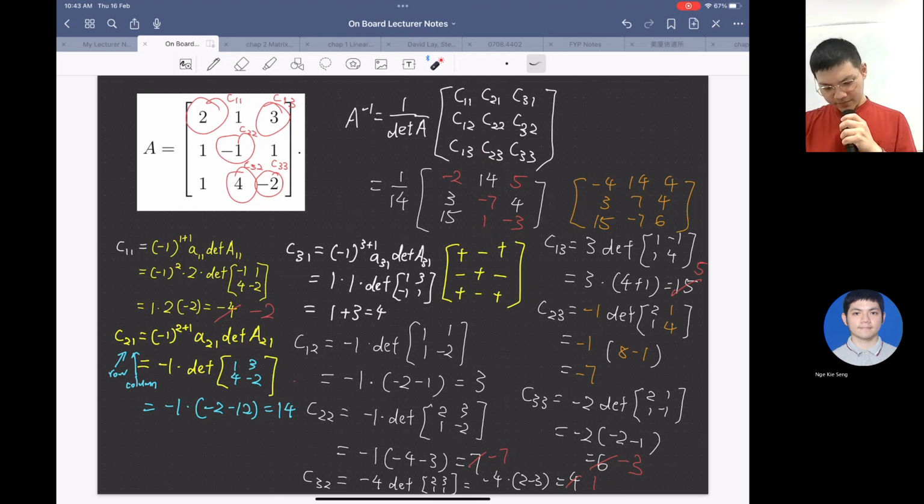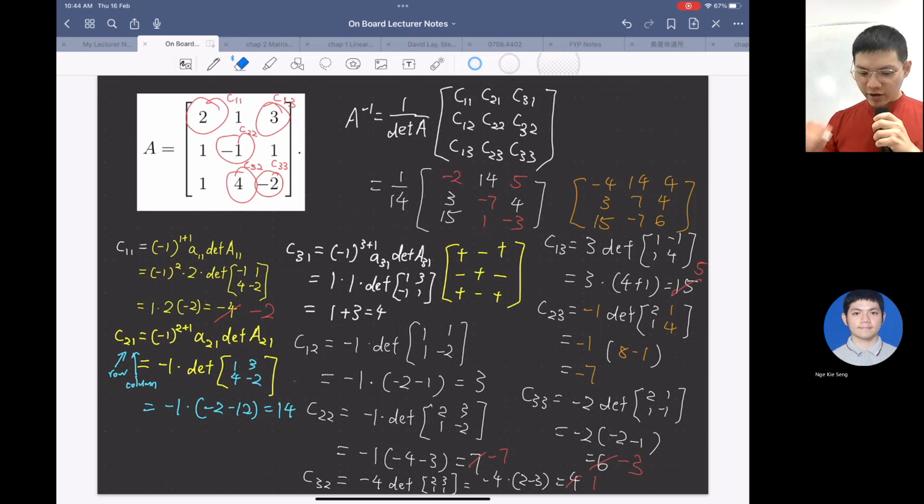C31. Oh, wait, what's going on here? C31 is 4. Oh, I changed the wrong number, is it? I know. You see, this is the problem. So this is the transpose of this guy.